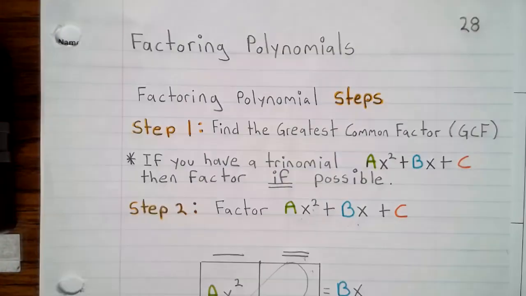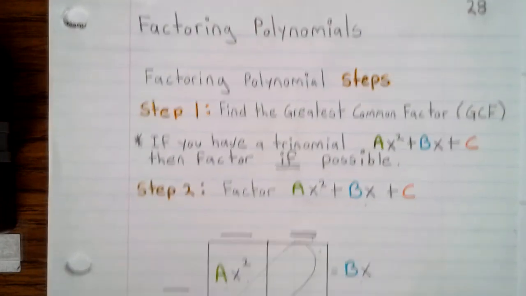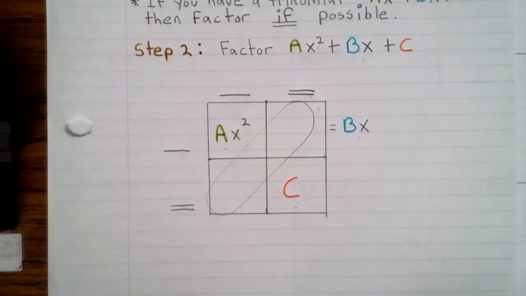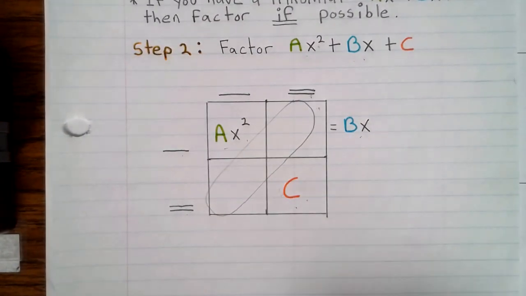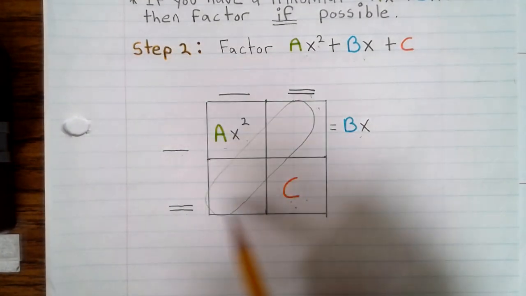All right, factoring polynomials. Factoring polynomial steps. Step 1, find the greatest common factor, GCF. If you have a trinomial, ax squared plus bx plus c, then factor if possible. Step 2, factor ax squared plus bx plus c. And this is where we use the reverse box method, first term, last term, and we're going to get into how to complete this in our examples.